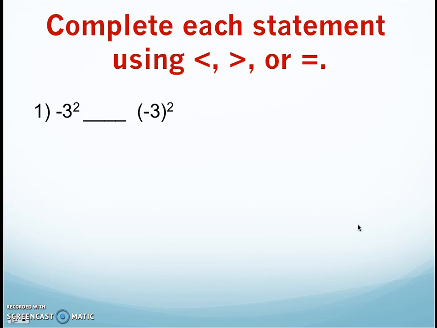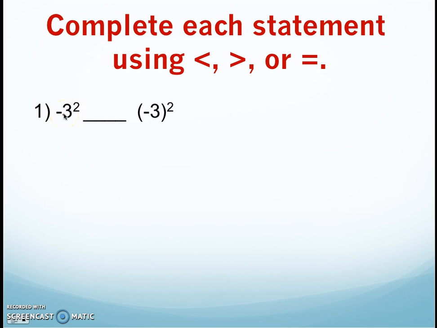Number 5 is a little bit trickier now. We're going to use less than, greater than, or equals to. On the left side here, negative 3 squared. It's not really negative 3 squared. It's the opposite of 3 squared, because on the left side, that negative is not part of what we're squaring.